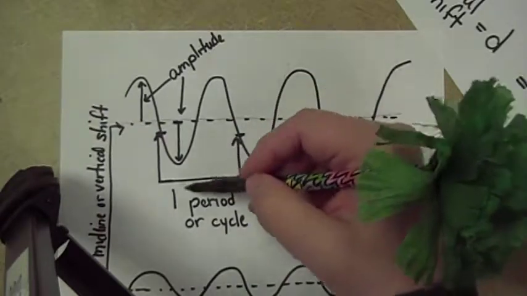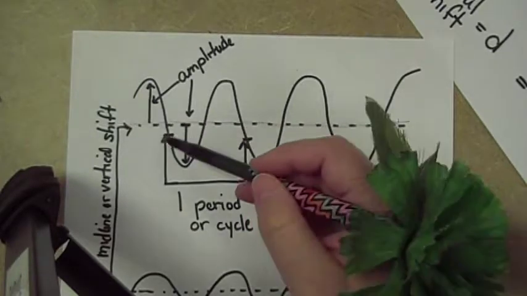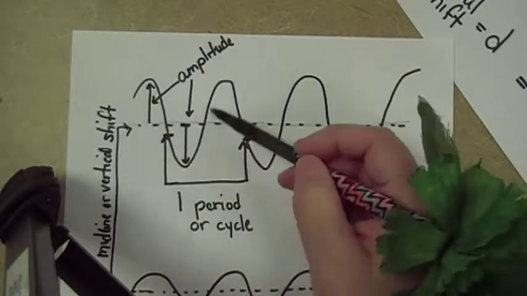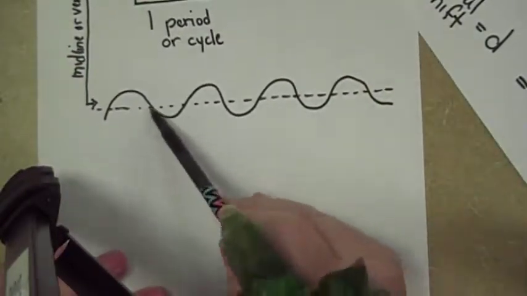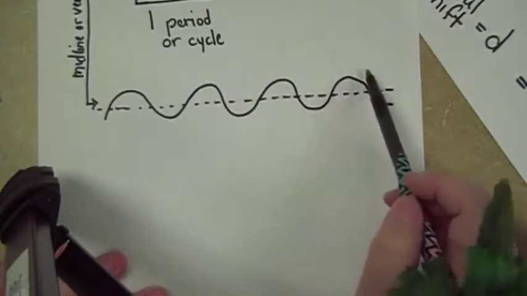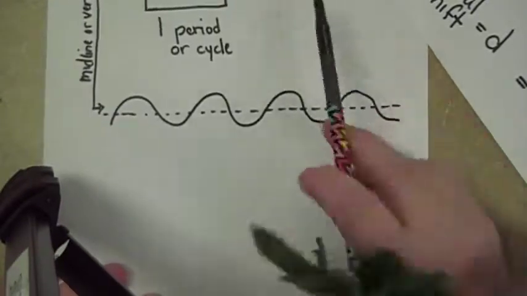Going back to the other parts, the period of the cycle is from one hump to the other. So this goes one complete cycle. That is the period. And you can go through the different graphs. So there's the midline or the vertical shift and the different ones. This one I believe was a sine function and this one was a cosine.